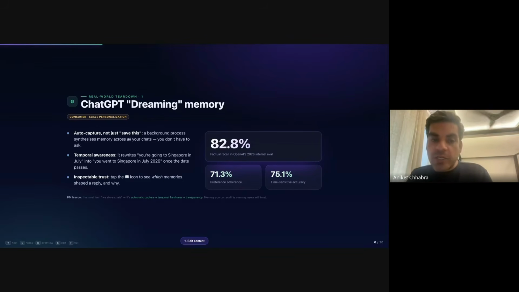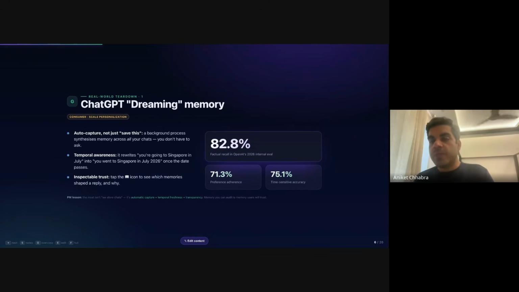Think of this: if you're going to Singapore in July and you write that to ChatGPT, it'll autocorrect it and write that you went to Singapore in July 2026, because it knows the temporal information that you have. Once the date passes, it knows the person has traveled to Singapore. Or say you were working on a resume on ChatGPT, and you mentioned that you joined this organization in 2023, and so forth.